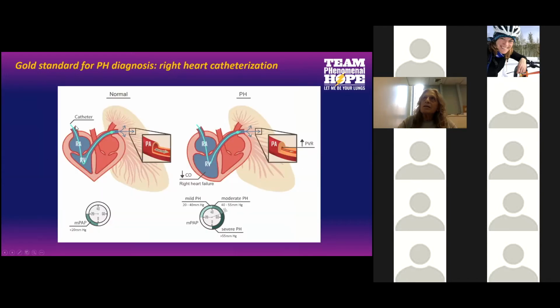Basically, as mentioned by Dr. Benza earlier, the catheter is put in through the neck and into the right side of the heart, and then into the pulmonary artery to measure the pressure. In the past, normally the pressure is less than 25, but recently there's been some debate, and it is being revised to 20. Depending on the degree of the pressure, you can be diagnosed as mild PH, moderate PH, or severe PH.